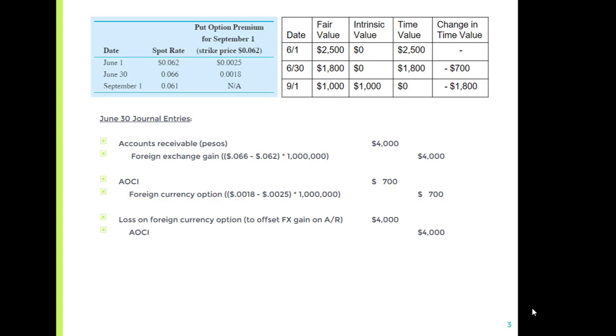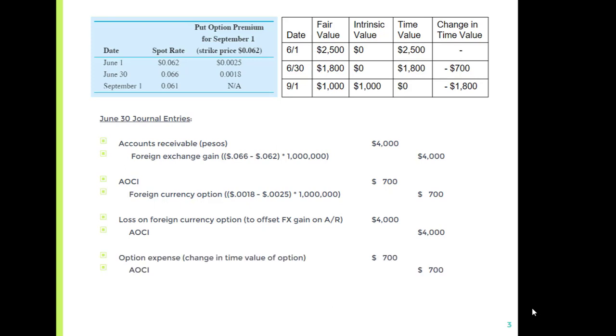on the account receivable. So we are going to debit loss on foreign currency option to offset the foreign exchange gain on the account receivable in the amount of $4,000, and we credit accumulated other comprehensive income for $4,000.